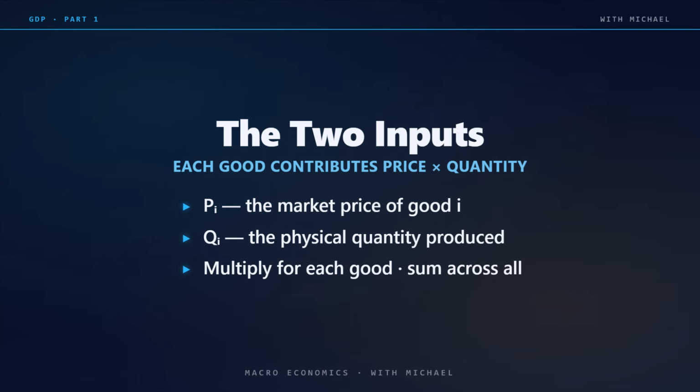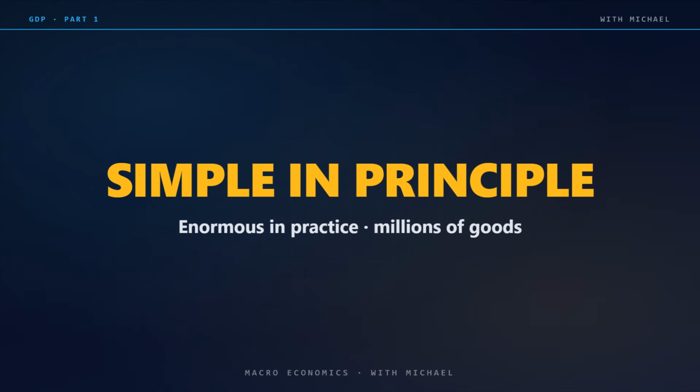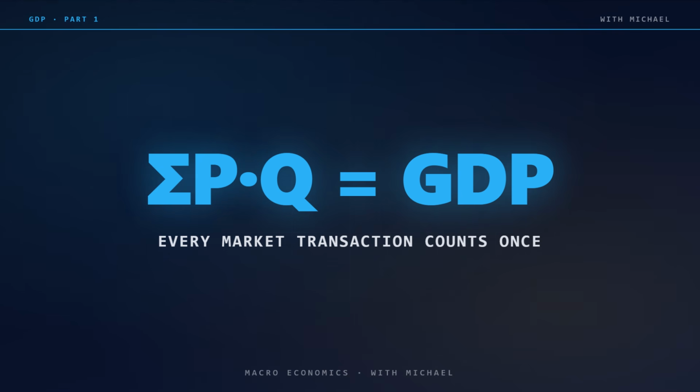Multiply price by quantity for each good. Sum across all goods. The result is GDP. This sounds simple. In a small example economy, it really is simple. In a real economy, with millions of distinct goods and services, the bookkeeping is enormous. But the principle is the same. Every transaction in a market economy has a price and a quantity, and the sum of price times quantity across all final goods and services is the GDP.